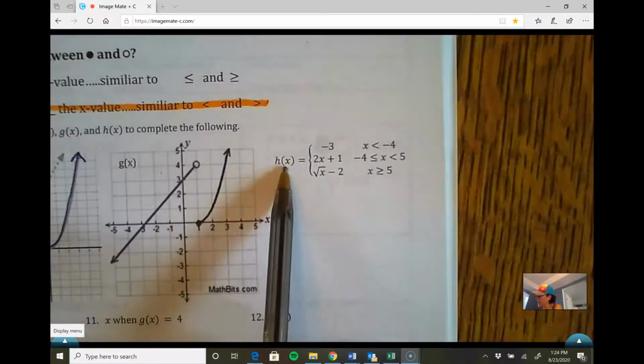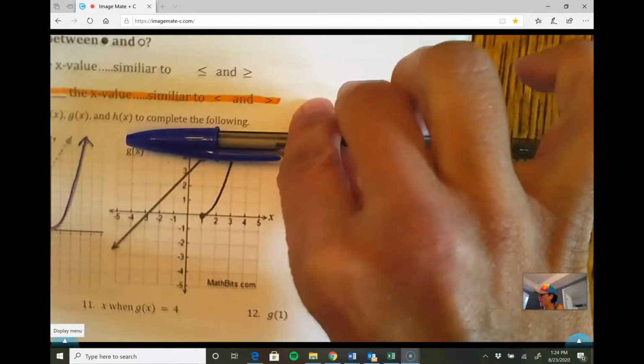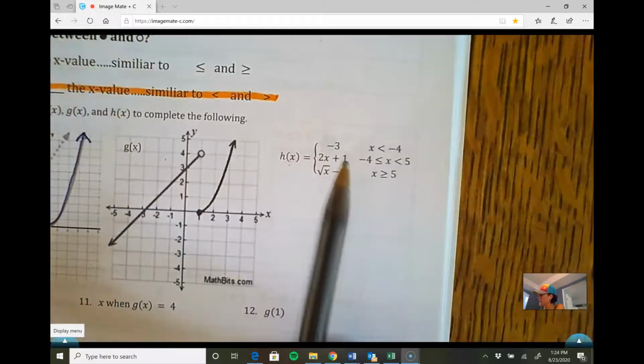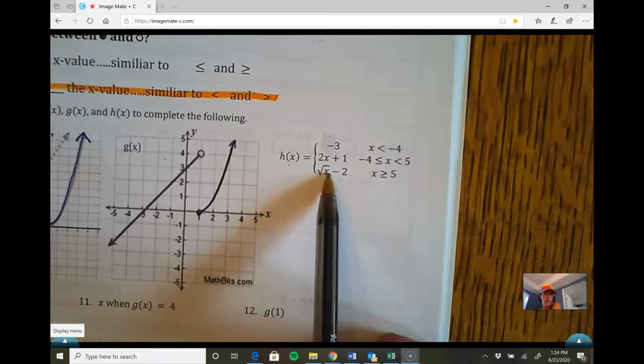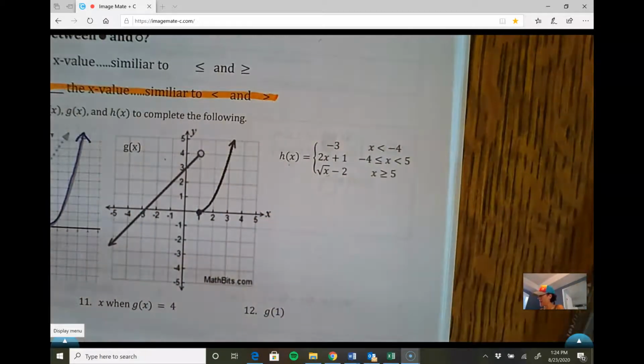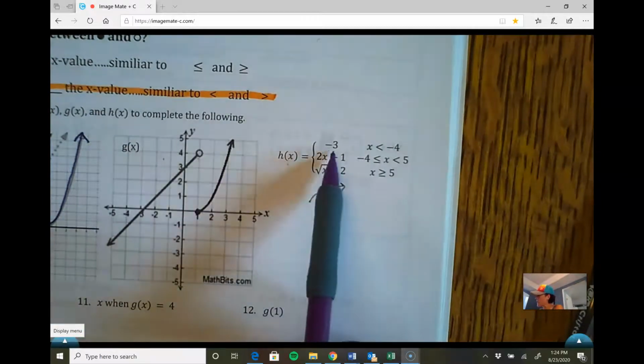And then we've got h of x. So we've got, h of x is -3. If you were to graph it, that's just a horizontal line. You've got another line of 2x plus 1, and you aren't familiar with this shape right now, but it kind of looks like this when you see a square root. Okay? And we're going to use -3.